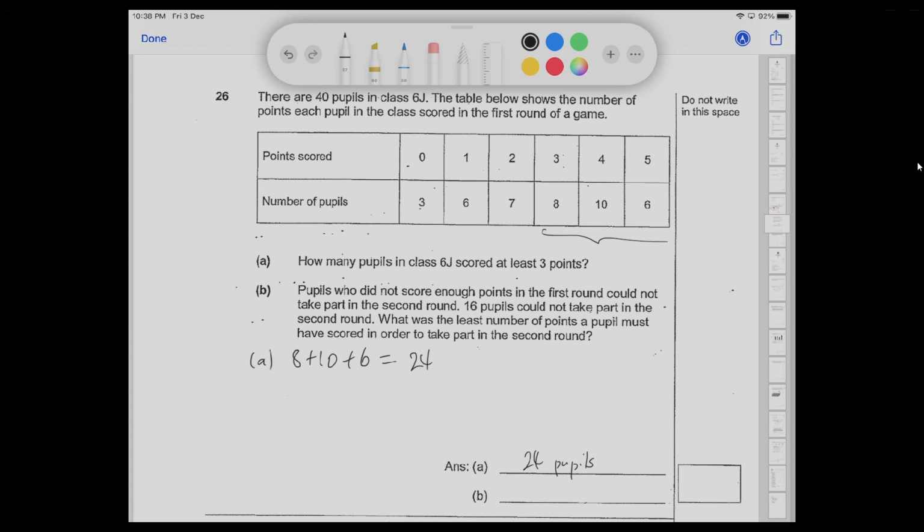Pupils who did not score enough points in the first round could not take part in the second round. Oh no. 16 of them could not take part in the second round. What was the least number of points a pupil must have scored in order to take part in the second round?